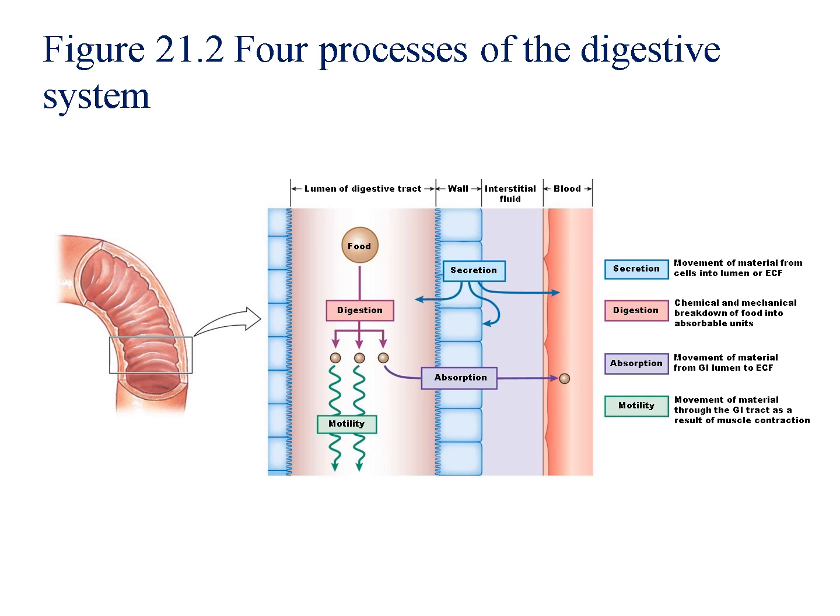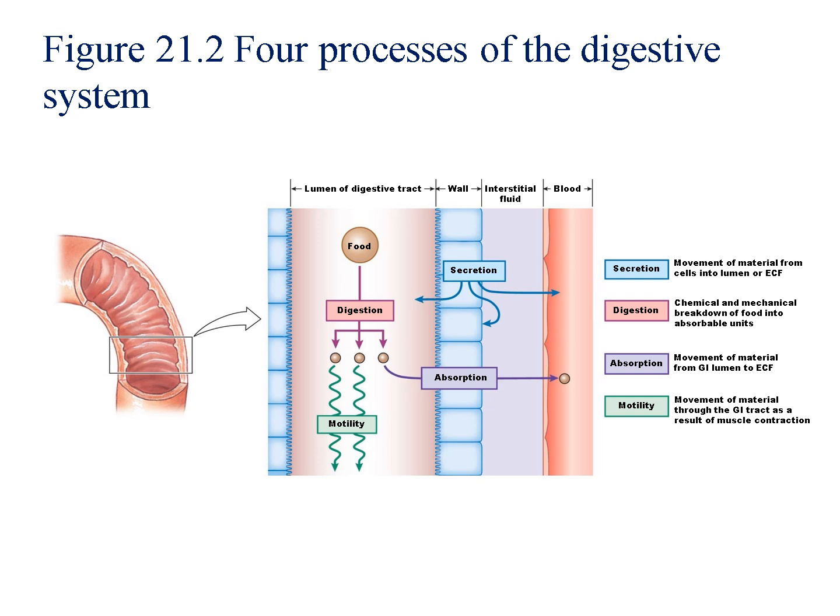Finally, motility ensures that food and waste move efficiently through the digestive tract. Peristalsis, a series of wave-like muscular contractions, propels food forward, while segmentation movements mix food with digestive secretions, optimizing absorption. These coordinated contractions allow for efficient digestion and elimination of waste.